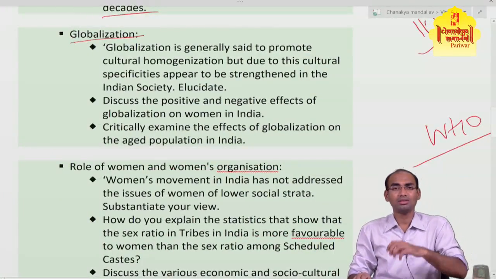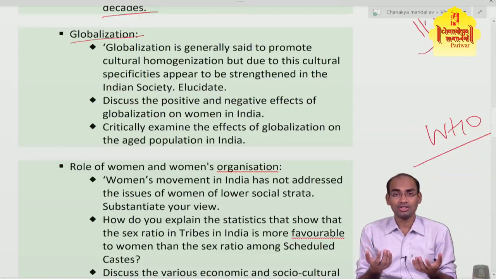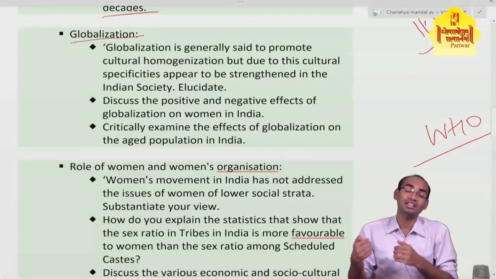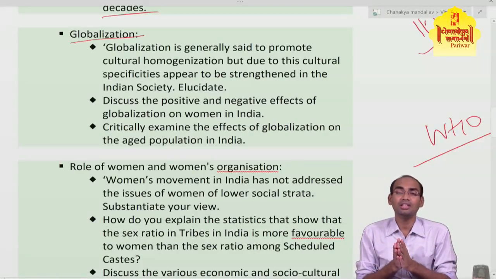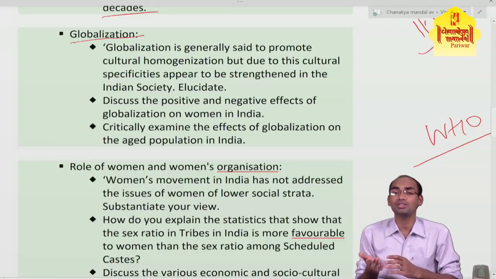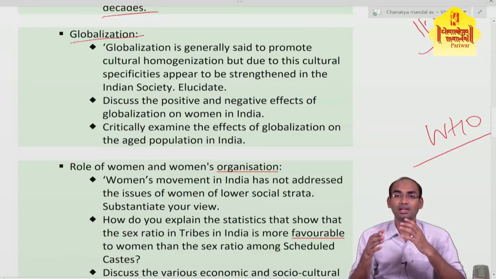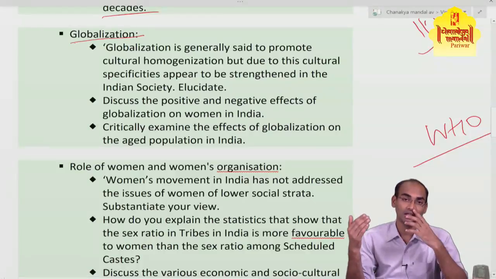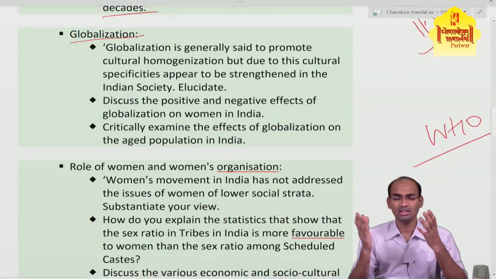For the aged population, critically examine the effects of globalization on the aged population in India. Because of globalization, some Western values were inculcated in India's value system. For example, now Indian families tend to be nuclear families rather than joint families, as they used to be earlier. Because of being a nuclear family, there is no place left for the older people. Now they are shifted to old age homes. This is one of the problems.